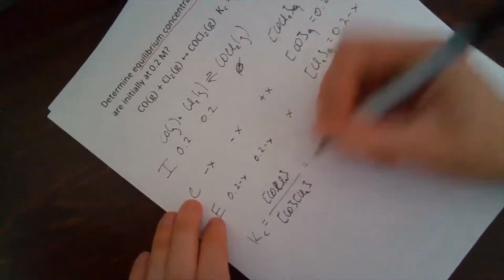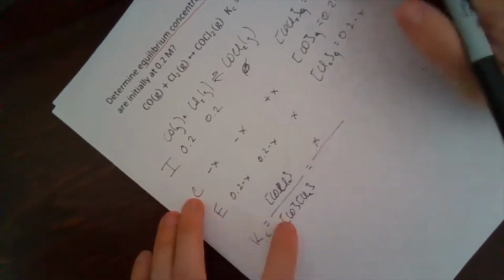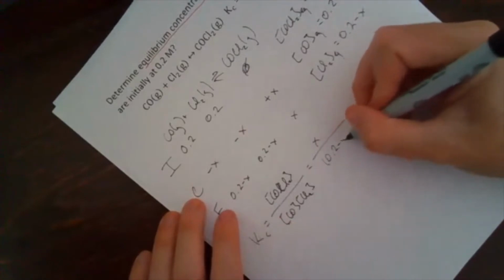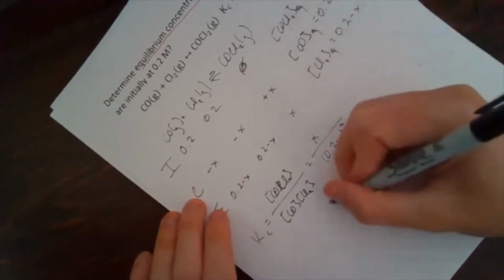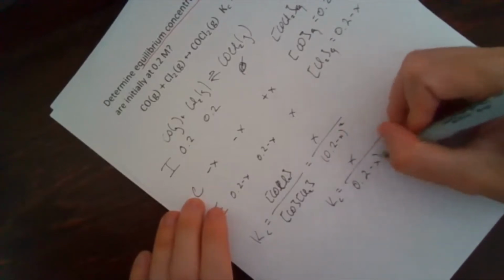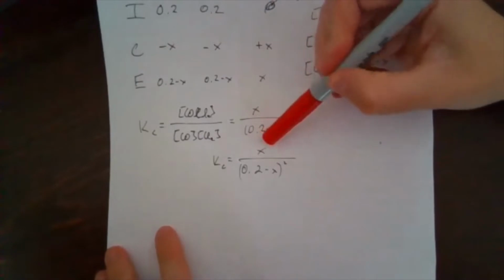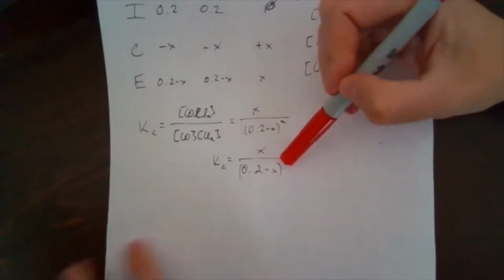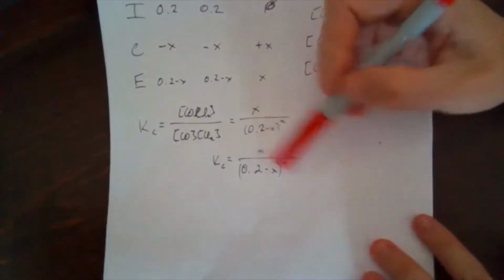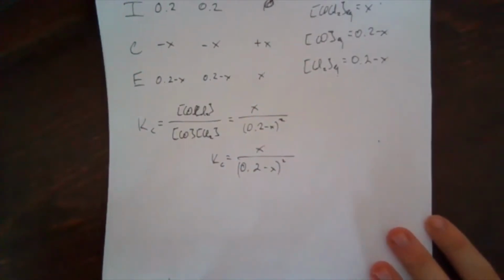So plug those in and we get x on top. On the bottom, they're both 0.2 minus x, so the bottom is just 0.2 minus x squared. Overall, we have this equation. Right now, when I look at this, I have an x to the first power on top and an x squared on the bottom. That means I would need to use a quadratic equation to solve for x. In general, I want to avoid doing that.